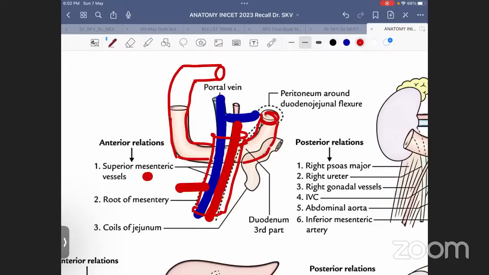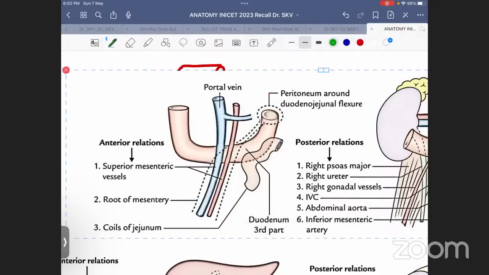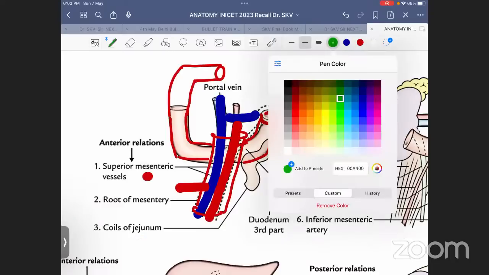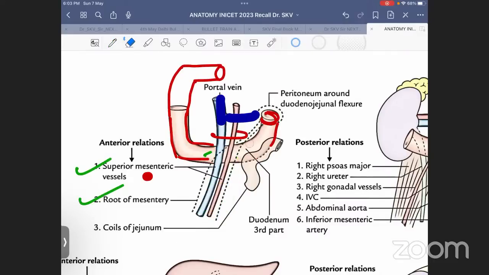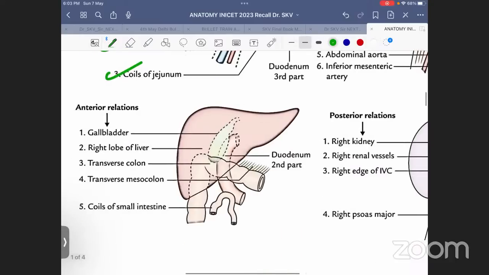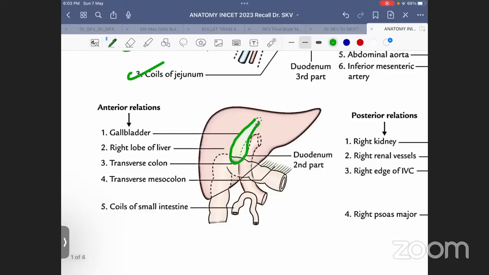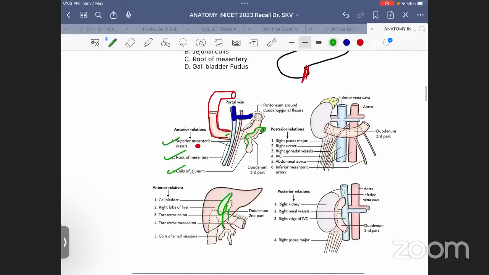The same topic had been asked, and you can see it is bounded by the root of the mesentery also. Yes sir, there is the root of the mesentery. The mesentery is covering all these structures. We saw earlier that there is a covering of peritoneum. So the superior mesenteric vessels as well as the root of the mesentery are related. Also there is the location of the intestinal loop. So third is the intestinal loop. But remember the gallbladder is in front of the second part of the duodenum. So exactly this pattern had been asked.